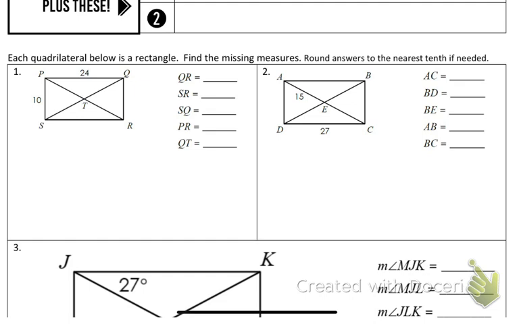We would also know SR is 24 because of opposite sides of a parallelogram, and we know a rectangle is a parallelogram, so that would be 24. And we can find SR right here. If I give you PS equals 10, what else did I give you? Yeah, QR equals 10.